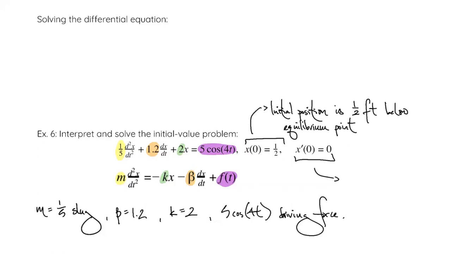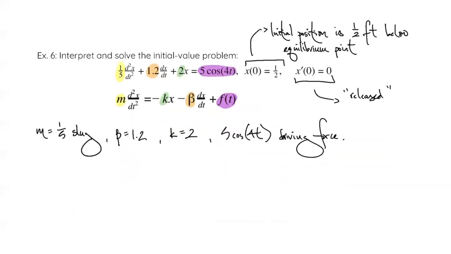And then the x prime of 0 equals 0. A sneaky way of saying that might be that it is released. So we bring this mass a half a foot below the equilibrium point. We don't push it up or push it down. We just let go. And that is a situation when the initial velocity is going to equal 0.